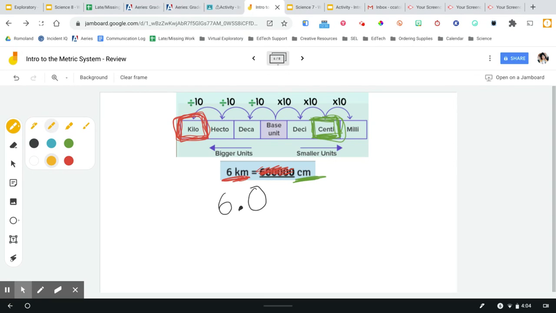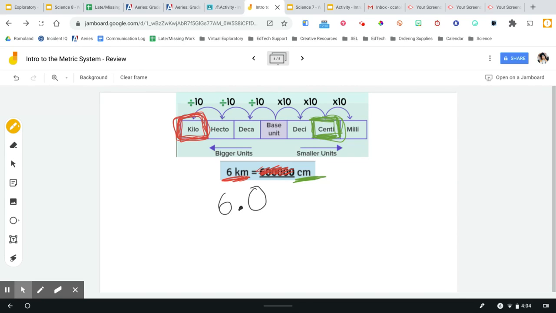So if you do not have a paper and pen with you right now, pause this video, get some, and follow along with me on this video, so you can have a better idea of how to convert between units. All right, so I'm going to continue.